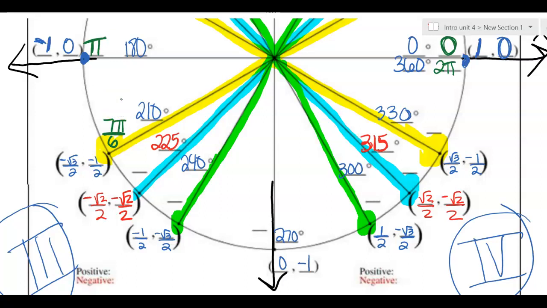Using that same logic, if I'm going a 45-degree angle past 180, and I know that 45s are like pi over 4s, then I would think of 180 as 4 pi over 4. Going 1 past that means the 45 that's past 180, that 225, should be 5 pi over 4.